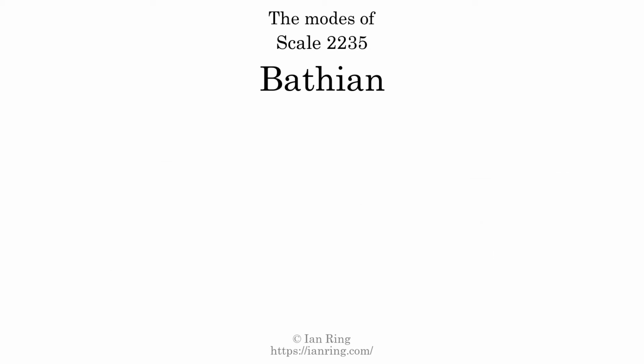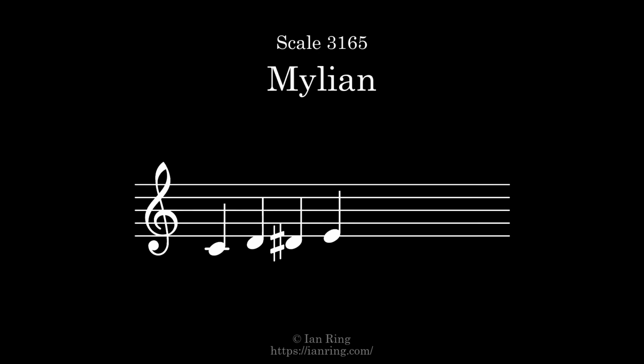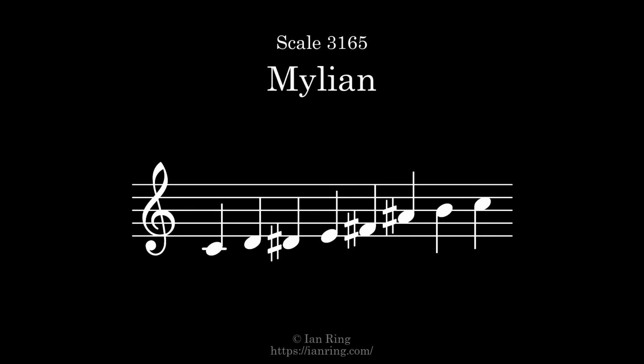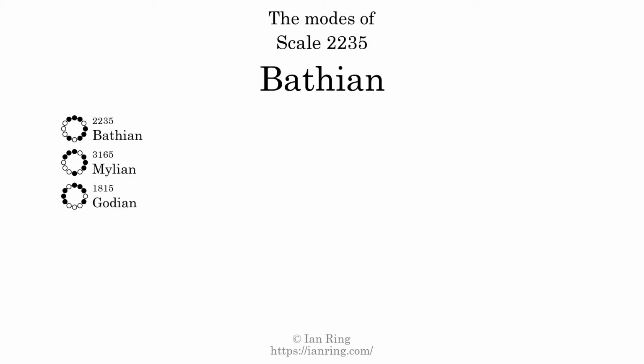This scale has 7 modes. The first mode is itself. The second mode is scale 3165, also known as Marlian. It sounds like this. The third mode is scale 1815, also known as Godian. It sounds like this.